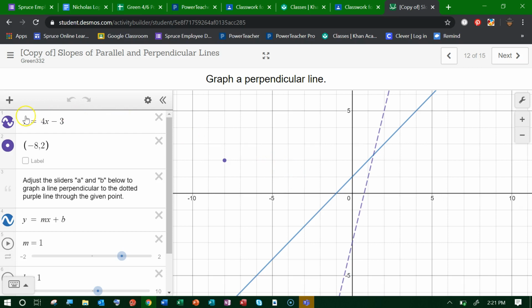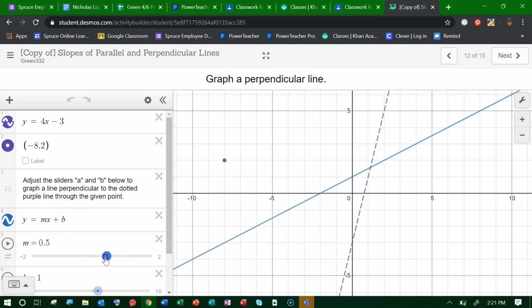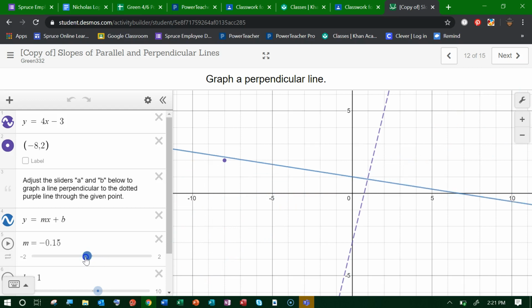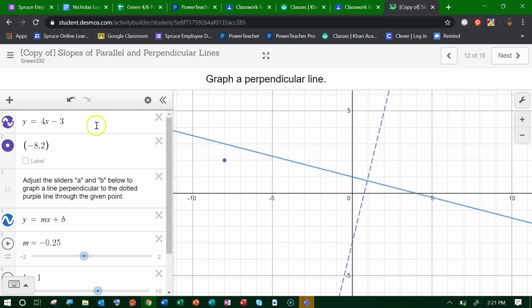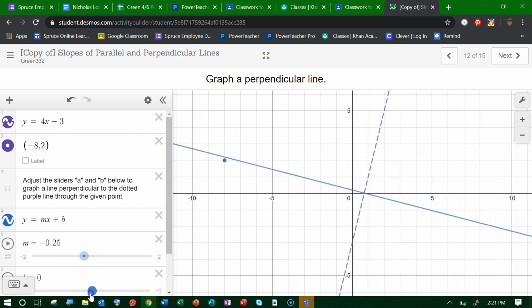Okay, so let's do one more. All right, here's my original line. The slope of my perpendicular line needs to be the opposite reciprocal of 4, which is -1/4. And in decimal, -1/4 is -0.25. See? You need the opposite reciprocal. And then you just need to adjust your y-intercept until it goes through the point. And there you go.